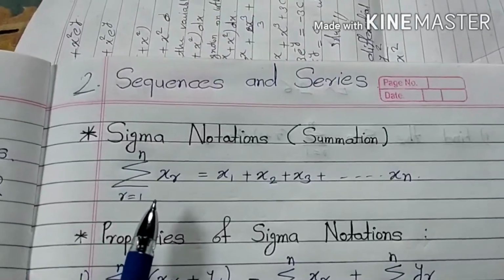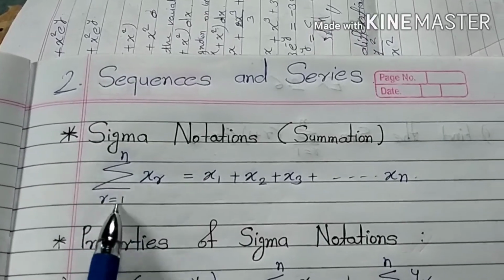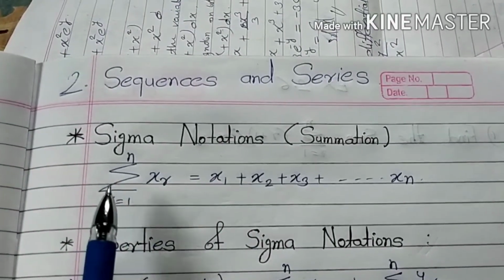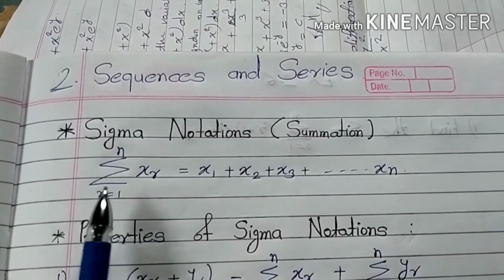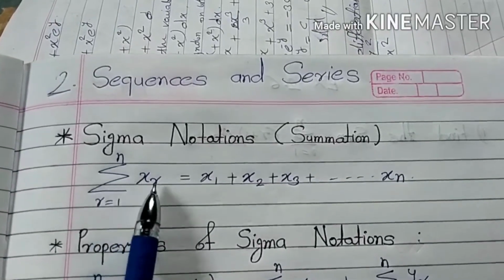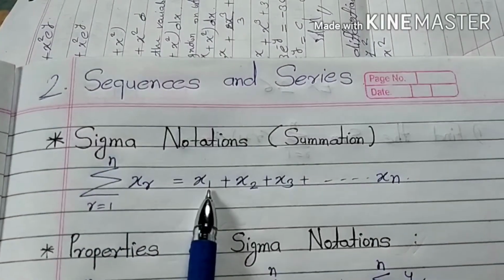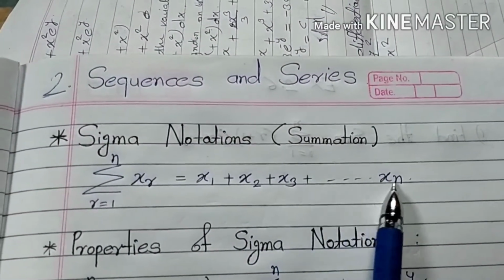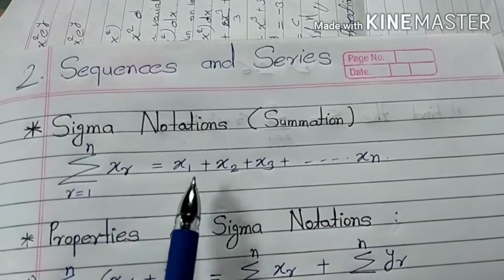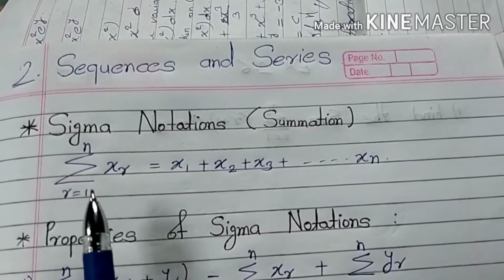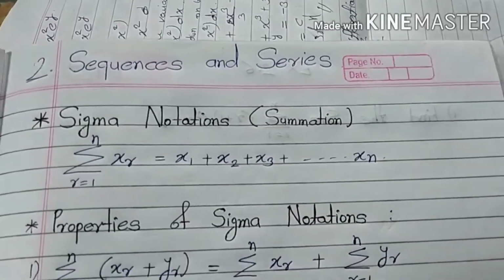Today we learn about sigma notation. So what is sigma? This sign is called sigma. Sigma means summation, or addition. So how is it read? Summation of xr where r runs from 1 to n is equal to x1 plus x2 plus x3 and so on up to xn, because it runs from r equal to 1 to n. And summation means addition, that's why in between two numbers there is addition.